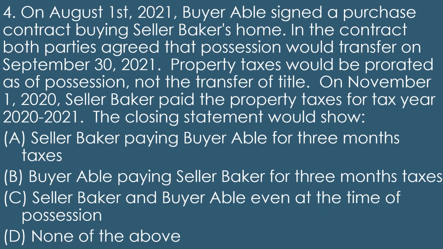4. On August 1st, 2021, buyer Abel signed a purchase contract buying seller Baker's home. In the contract, both parties agreed that possession would transfer on September 30th, 2021. Property taxes would be prorated as of possession, not the transfer of title. On November 1st, 2020, seller Baker paid the property taxes for tax year 2020 to 2021. The closing statement would show A, seller Baker paying buyer Abel for 3 months taxes. B, buyer Abel paying seller Baker for 3 months taxes. C, seller Baker and buyer Abel even at the time of possession. D, none of the above.